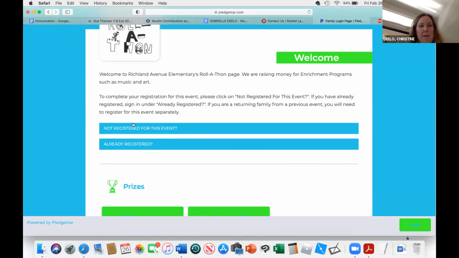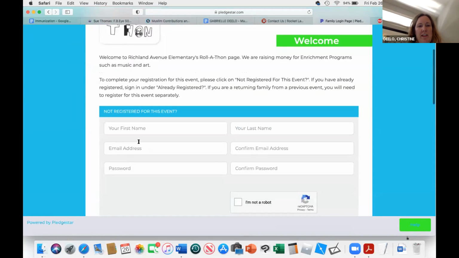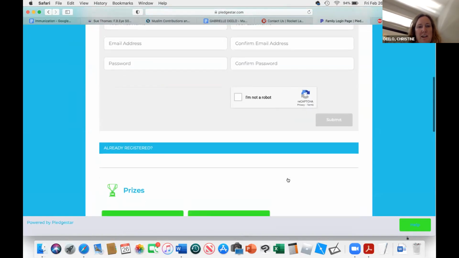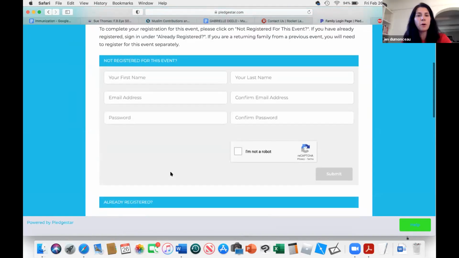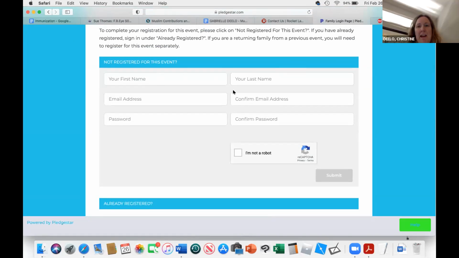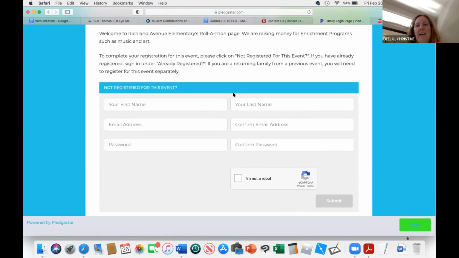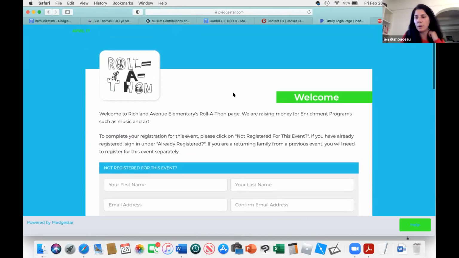Everybody is going to go, whether you've done it in past years or did the walkathon other years, click the top one, not registered, and then you'll put all that information in. And I'm putting my name in, not my child's name? Your name. Okay, great. Once you're logged in, it'll ask for your participants. So then that's when you put in your kids. Perfect. Thank you. I'm sorry.